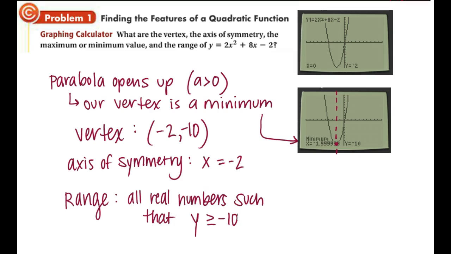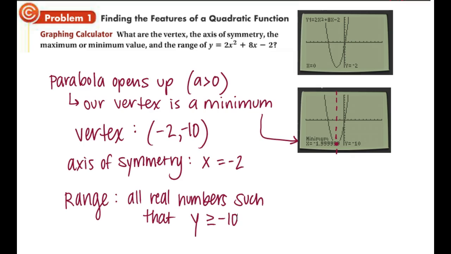The range of this function is all real numbers such that y is greater than or equal to -10. I'm getting this -10 from the y coordinate of the vertex because you can see on this graph that all of the y values are -10 or bigger. So there are no numbers below that y equals -10 mark. That's why our range is y is greater than or equal to -10.